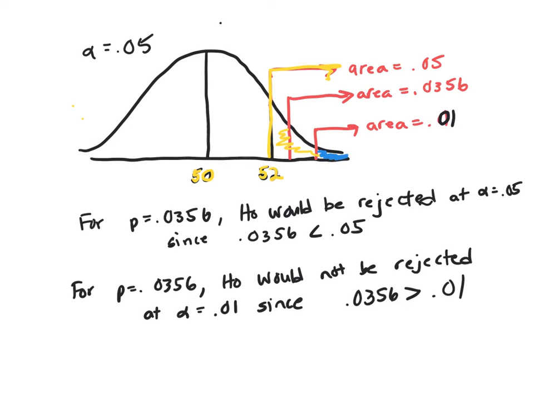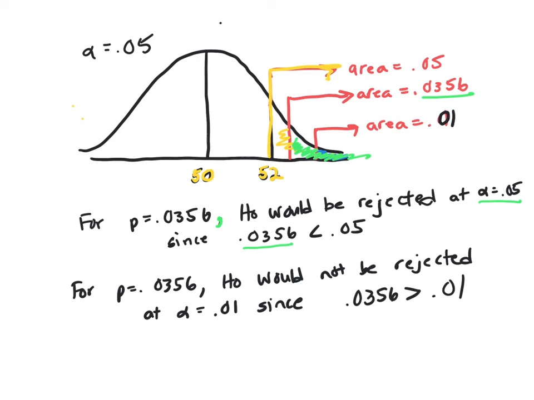Okay? And then the p-value is the probability under the curve. In this case, it's 0.0356. That's all of this. So, for p equal 0.0356, H sub 0 would be rejected at alpha equals 0.05 since the p-value is less than alpha. This p-value is less than that, all the 0.05 to the right.